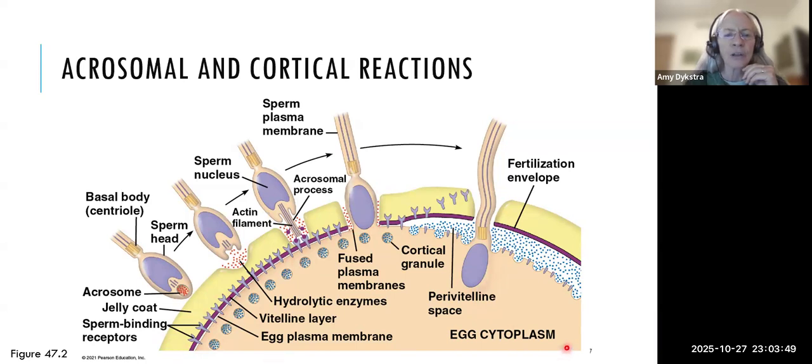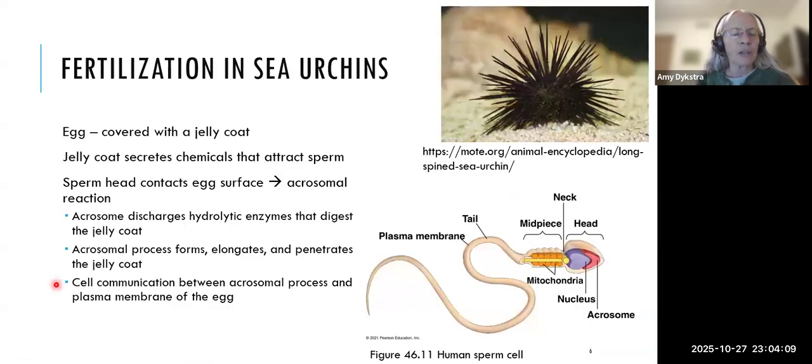And this is called the vitelline layer that you can see labeled right here. Embedded in the egg plasma membrane are some receptor proteins. And so we're going to have a cell-to-cell communication that happens in the process of fertilization. But I'll go back to the words.